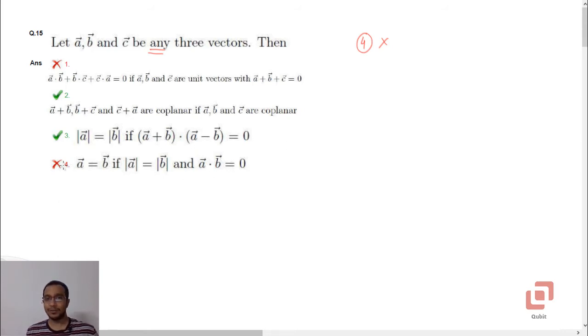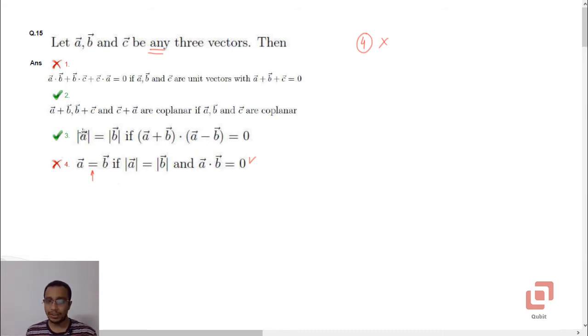So I have started with option 4, which says A bar will be equal to B bar if magnitude of A bar is equal to magnitude of B bar and A bar dot B bar is equal to 0. Now this is clearly not true, because if we want two vectors to be equal, it is not enough that their magnitudes are same. You should also have the vectors along the same line. And if the vectors are along the same line, their dot product will never be equal to 0, because dot product is 0 for two non-zero vectors only when the vectors are perpendicular to each other. So option 4 is clearly not right.